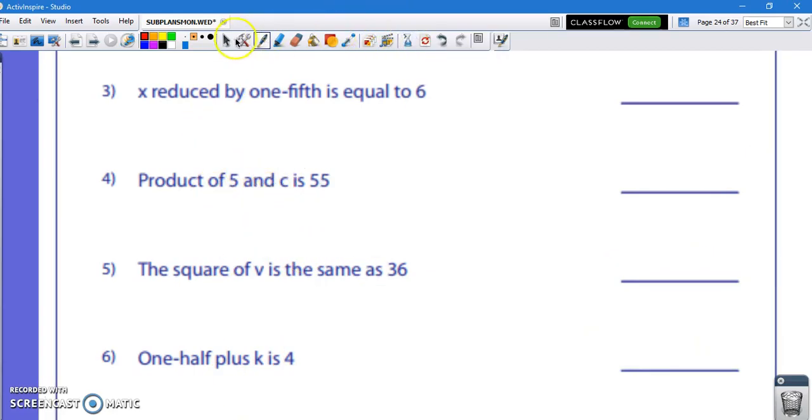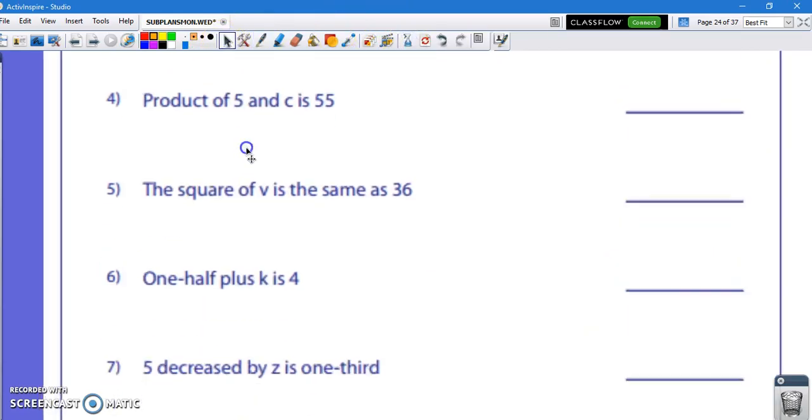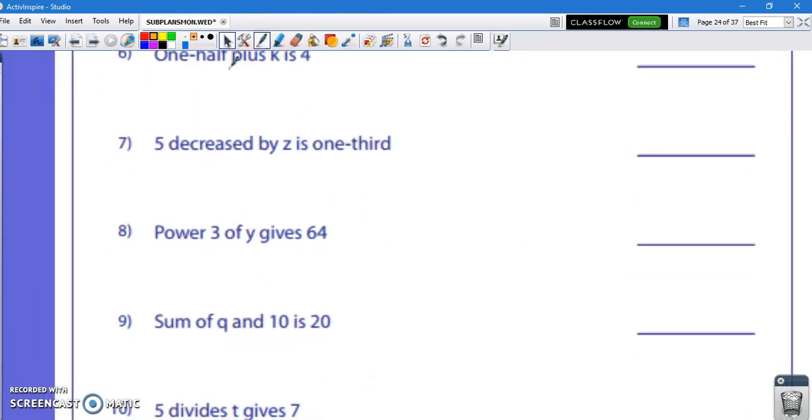Hey, these seem a little bit easier than the first page, doesn't it? Okay, 5 decreased by z is 1/3. There's my equal, so I know 1/3 goes here. 5 decreased by z. "By" is a keyword, meaning that that's going to be at the end of the statement. So 5 decreased by z equals 1/3.